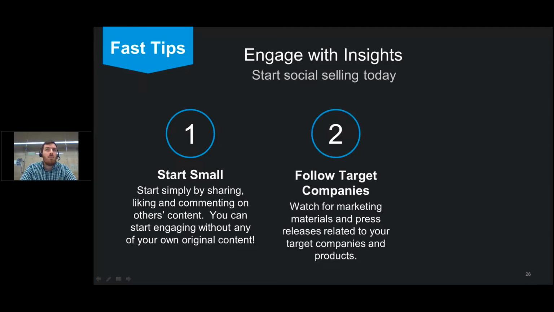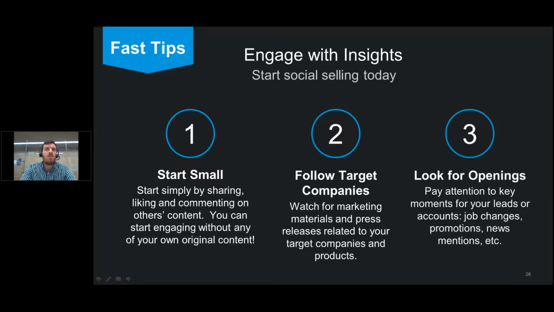Two, follow some target companies. Whether you use Sales Navigator or LinkedIn, you can start to follow some of these companies you care about. Set up those alerts, and then look for those openings. Once we make that vision bet, we start small, we start following some things. Get your feet wet, dip your toe in the water, and reach out with a message.